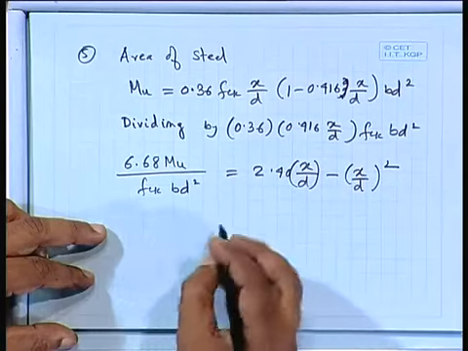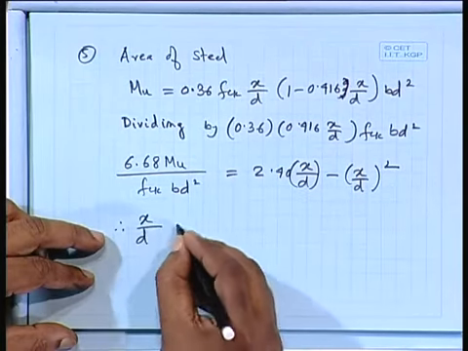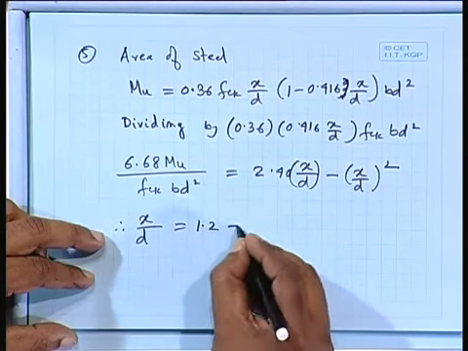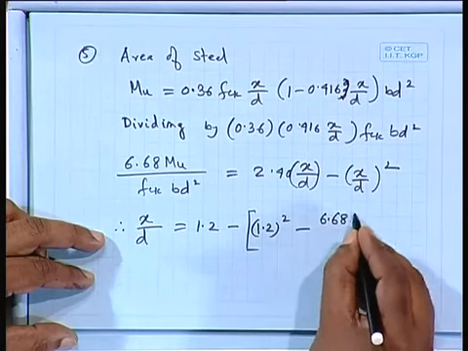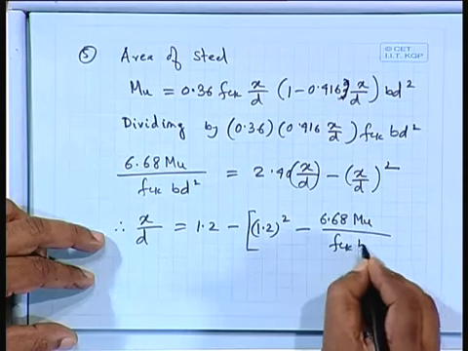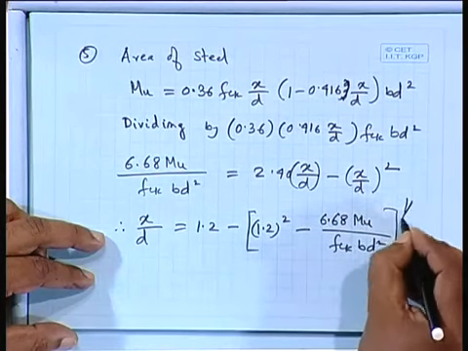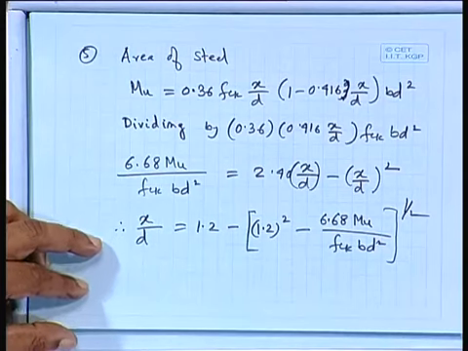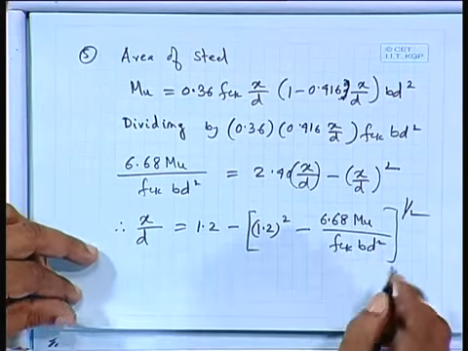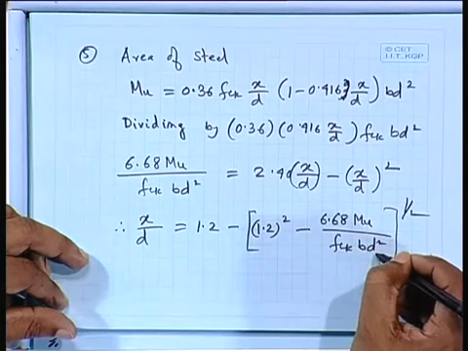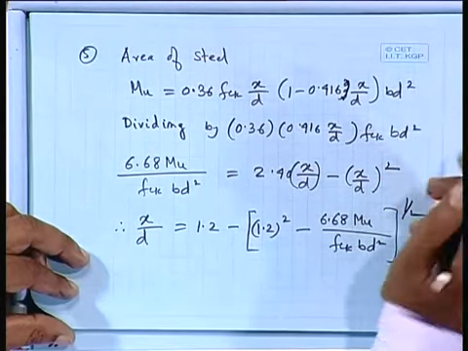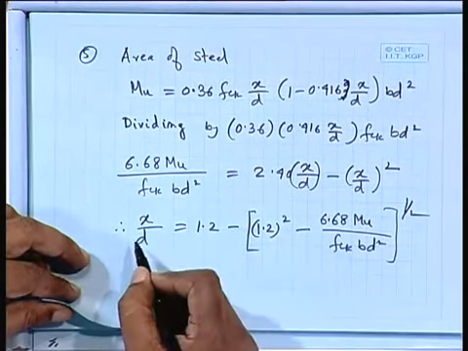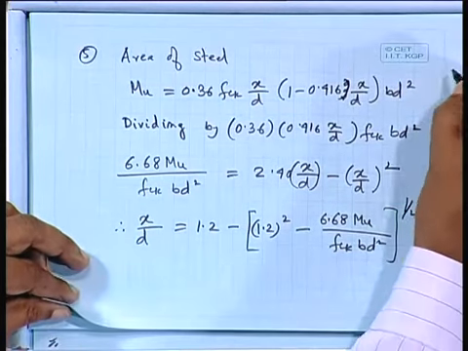We get this equation, and finally we get x by D equal to 1.2 minus root over 1.2 whole square minus 6.68 mu by FCK B D square. So this is the formula from where we can get x by D if I know mu, FCK, B and D. We know mu, we know FCK, we know B, we know D, so we can find out x by D. So let us calculate x by D.